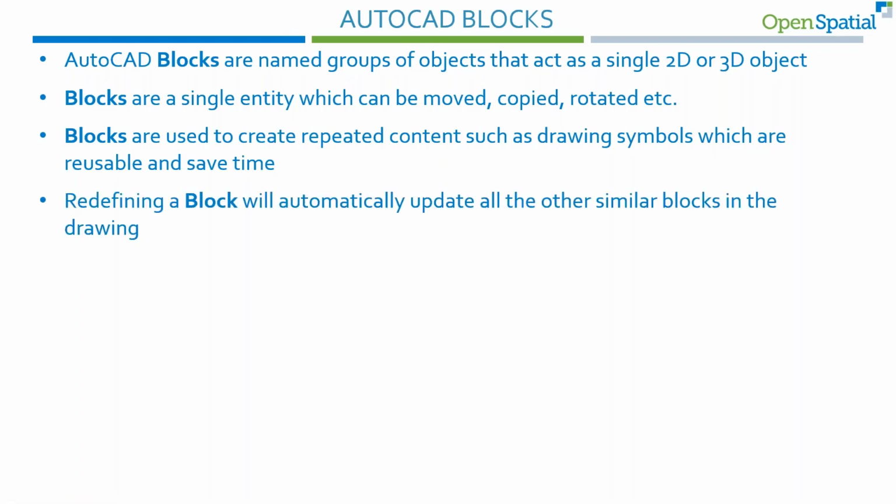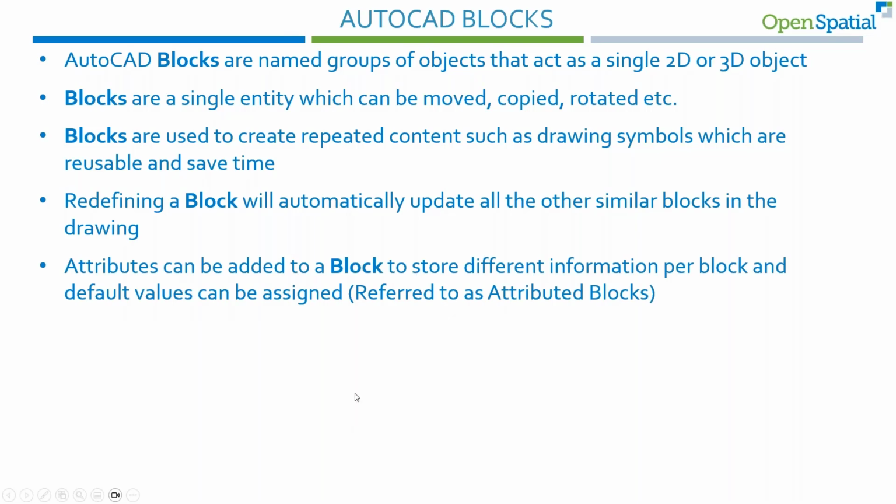So there are quite a few interesting things happening when working with blocks. If you redefine a block, it will automatically update all the other similar blocks in the drawing, so you change one symbol, all of them can be updated. What we can also do is use attributes in a block to store different information per block. The block view will all be the same, the way that the blocks look, but the attributes on the individual blocks will be different. So you can assign default values, etc.